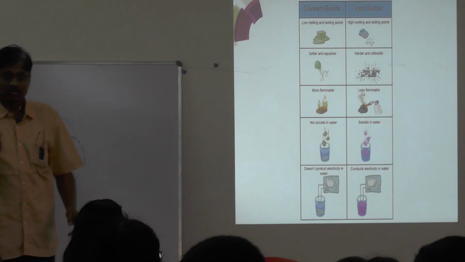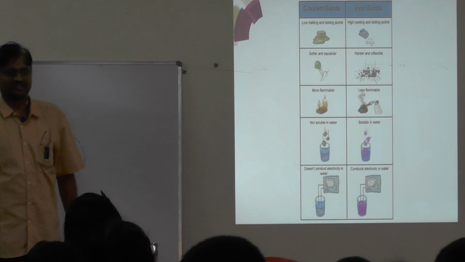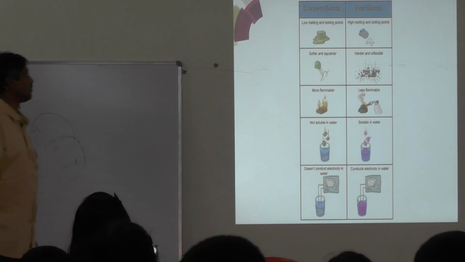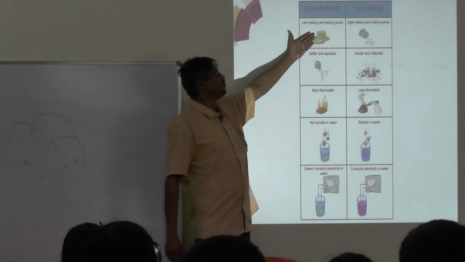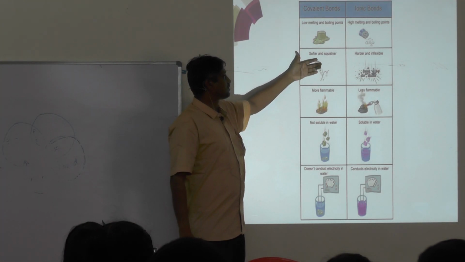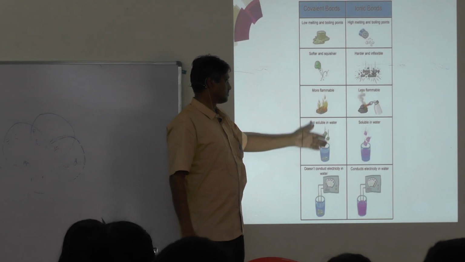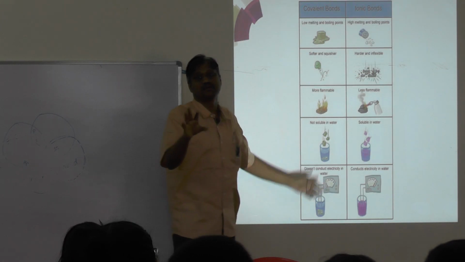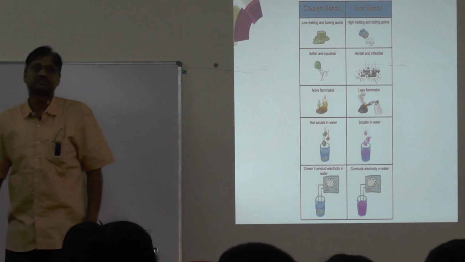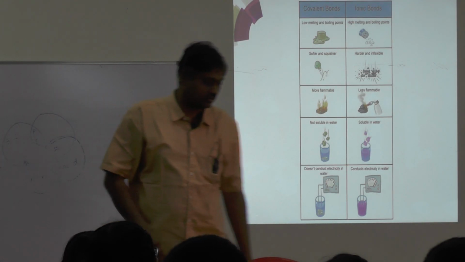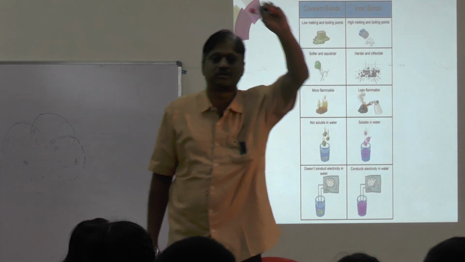When the electronegativity difference is less than 1.7, it is a covalent bond. Covalent bonds have a low melting point, low boiling point, are softer, flammable, and not soluble in water. Covalent bonds will not dissolve. That's why CO2 is pressurized. It is a covalent bond.